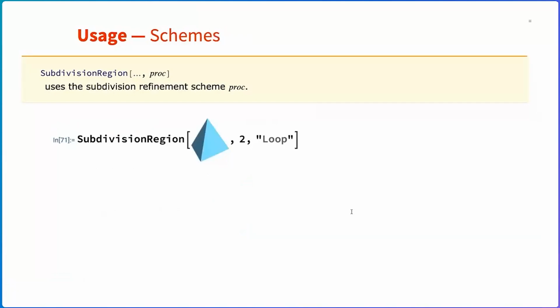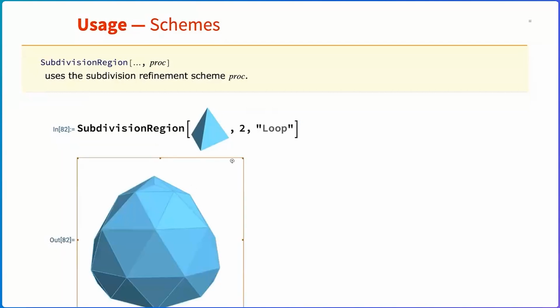All right, and to specify a subdivision scheme, you can pass in its name as a string. For example, this code will give me the second subdivision level of the mesh using the Loop scheme, as we see here.